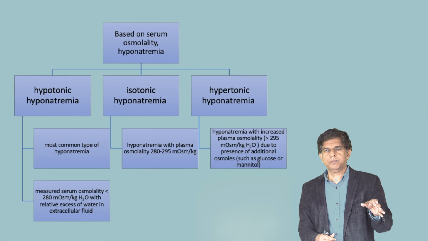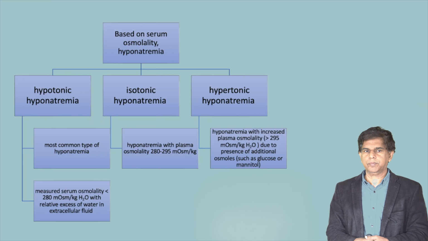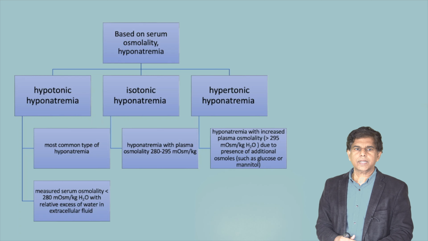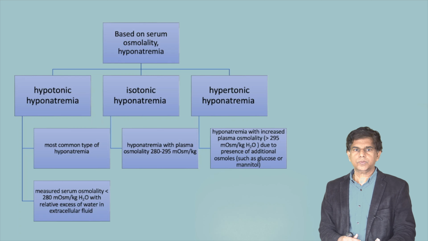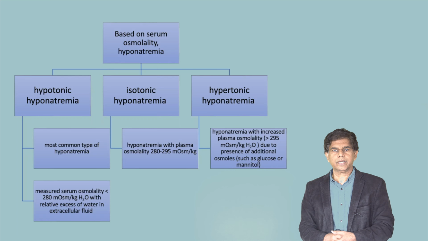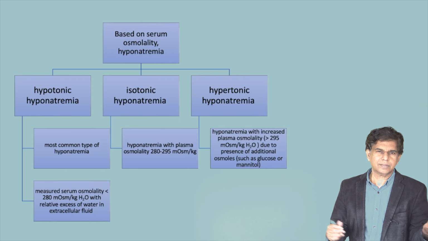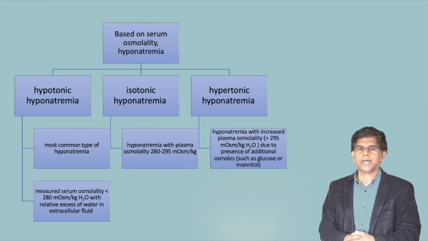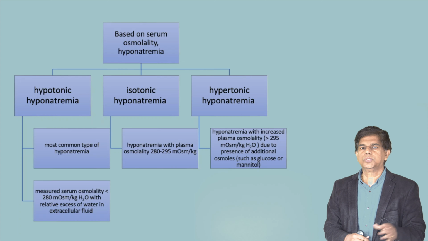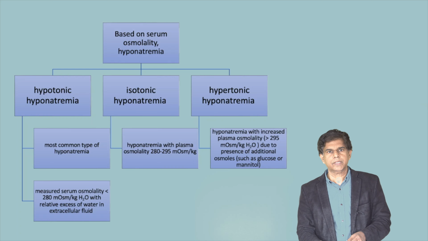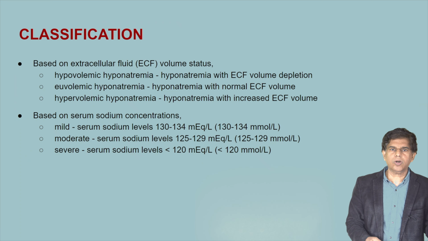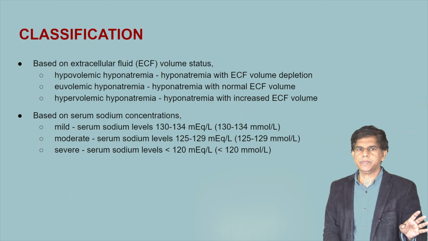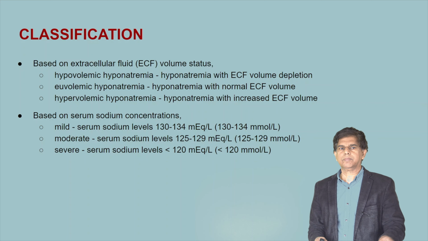Hypotonic is the most common cause of hyponatremia: measured serum osmolarity is less than 280 with a relative excess of water in the extracellular fluid. Isotonic hyponatremia has plasma osmolarity around normal, which is 280 to 295. Hypertonic is 295 and above. So remember that classification. You can also look at the volume status, which is another easy way to remember: hypovolemic, euvolemic, or hypervolemic hyponatremia.